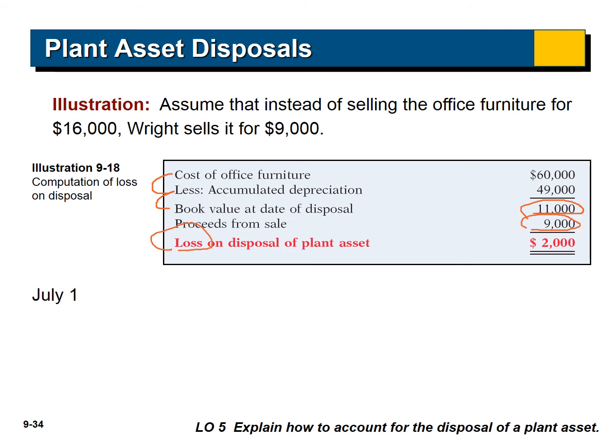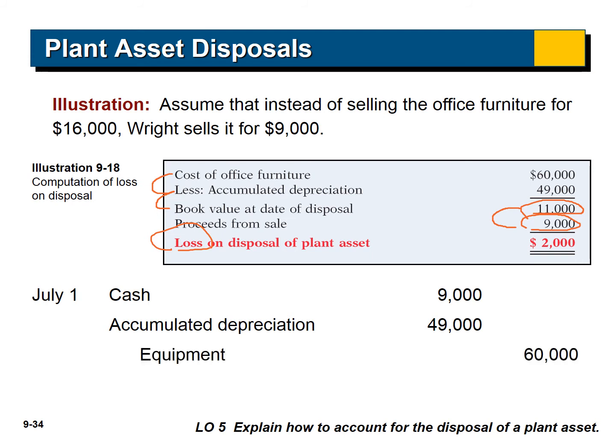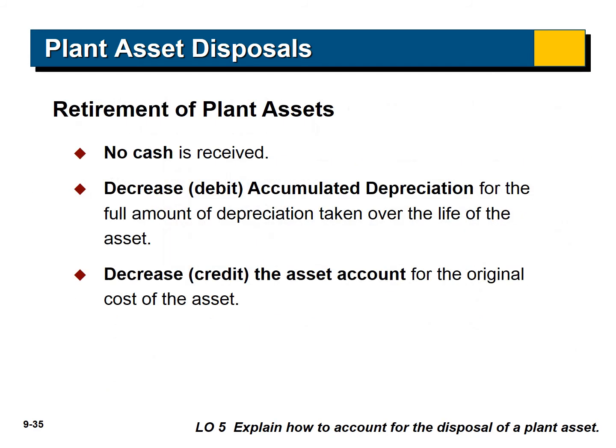Why a loss? Because the proceeds are less than the book value. You sold it for less than what you had recorded on your books. So that is a loss. So therefore we have the cash of $9,000, the accumulated depreciation just like the previous example, but now instead of a gain we're going to have a loss. There's our equipment, and we have a loss on disposal of plant assets.